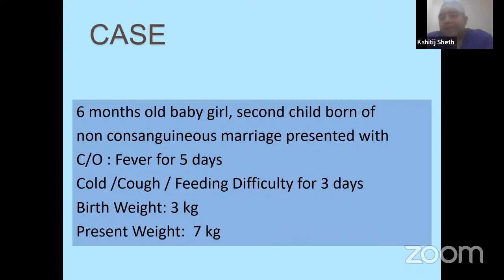So we'll move on to the second case. The second case is of a 6-month-old girl child, second of non-consanguineous marriage, presented with fever of 5 days, cough, cold, feeding difficulty for 3 days, birth weight of 3 kg, present weight of 7 kg. Looking at this background, first thing we come to know is that this is a well-grown child. At 6 months, the child has more than doubled the weight. So the child didn't have too much of a problem. Currently, the child is having cold, feeding difficulty and fever. So it could be a lower respiratory tract infection that we are dealing with.